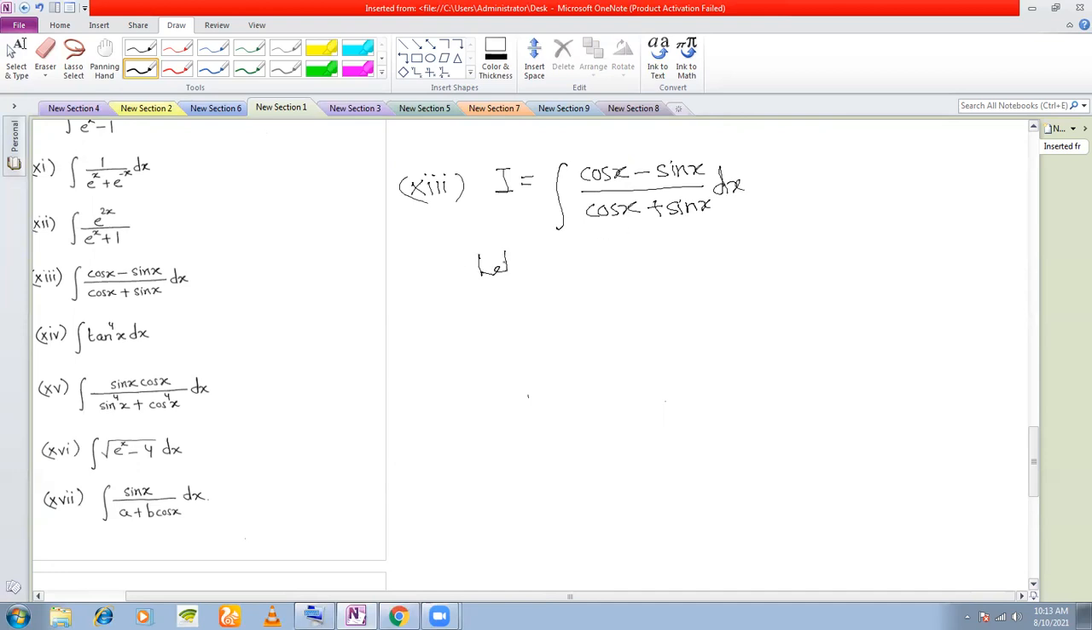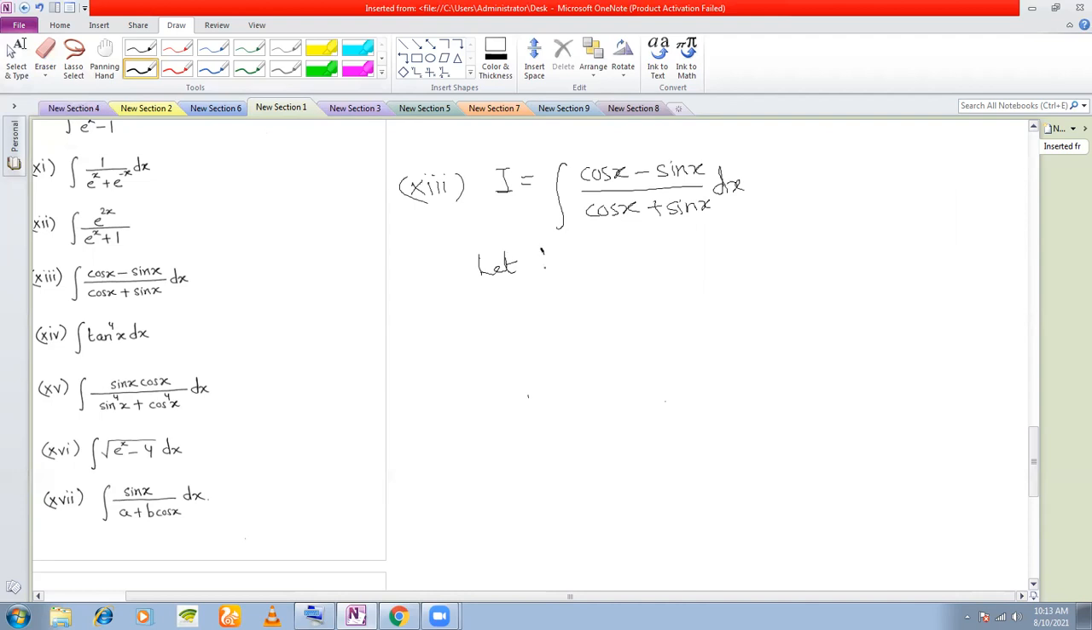In fact, from the formula, we can directly write this as log of cos x plus sin x plus c, because we see that the numerator is the derivative of the denominator. But we won't, because 3 marks will be given to us, and we wouldn't like to take our 3 marks in one line. And obviously, you'll not get them also.